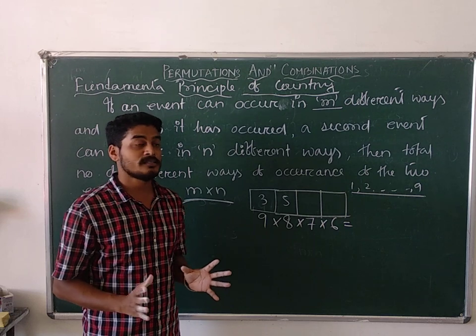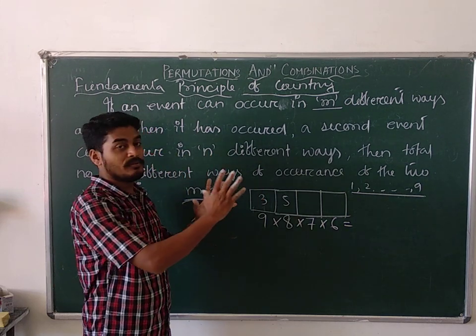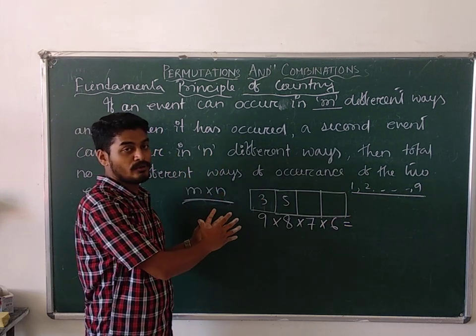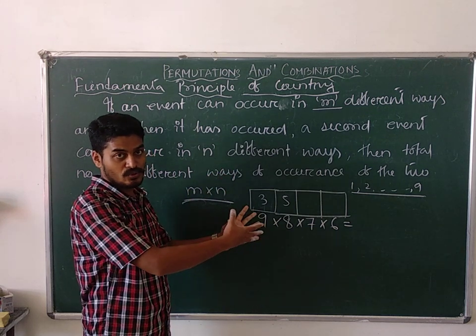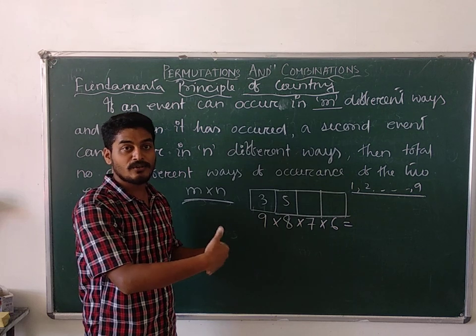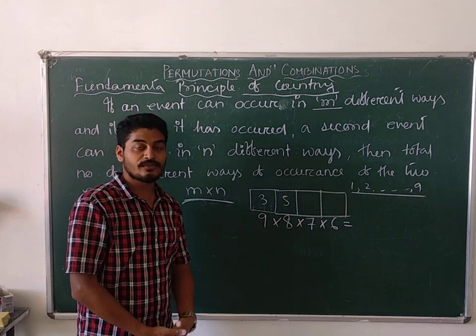It really depends upon events. Suppose 4 events are there: the first event occurs in M ways, the second event occurs in N ways, the next one in P ways, and the third one in Q ways. What is the number of ways? M times N times P times Q. In this way we try to find the answer.